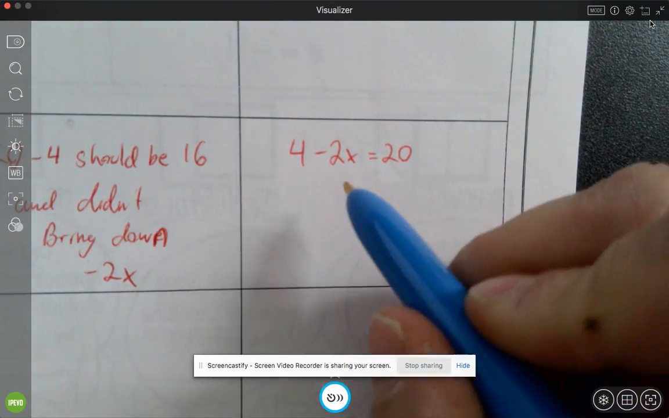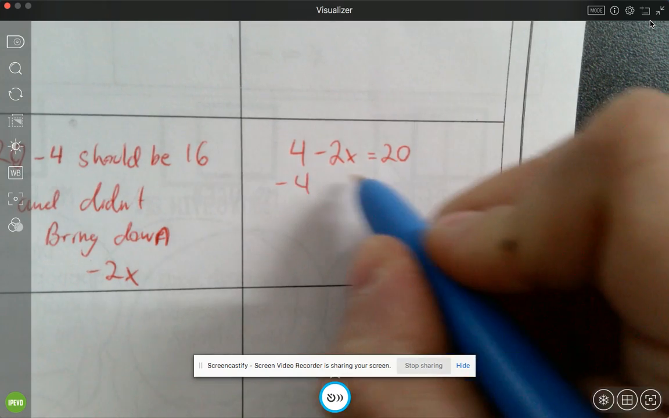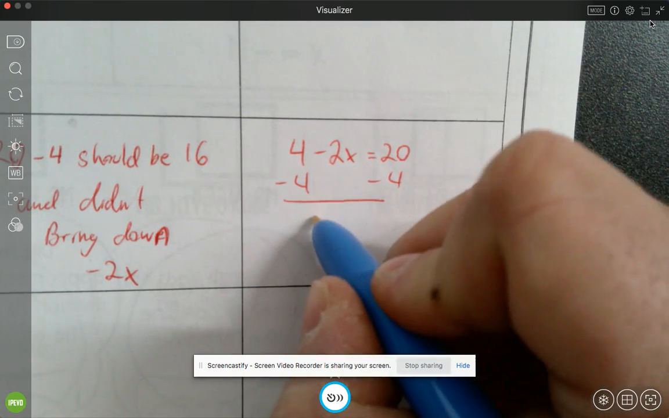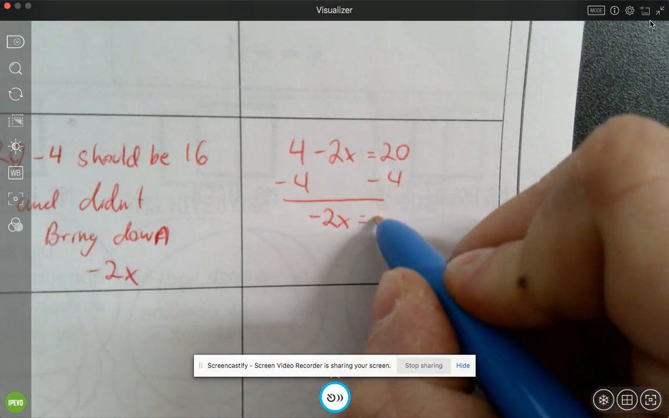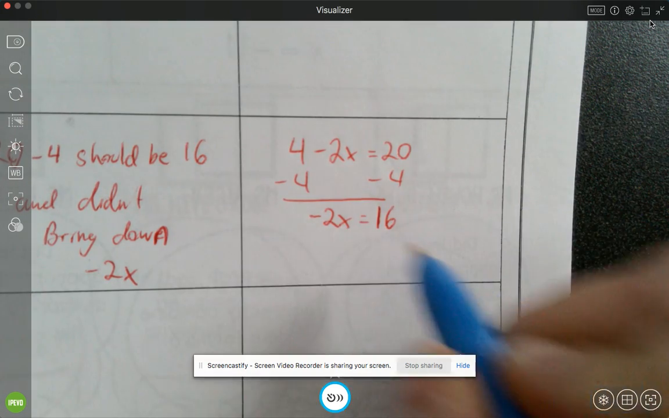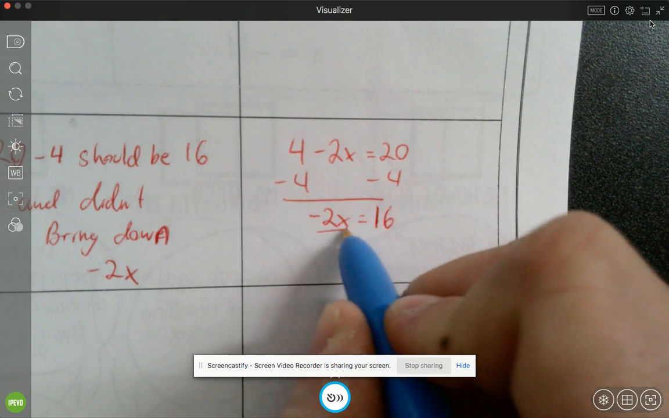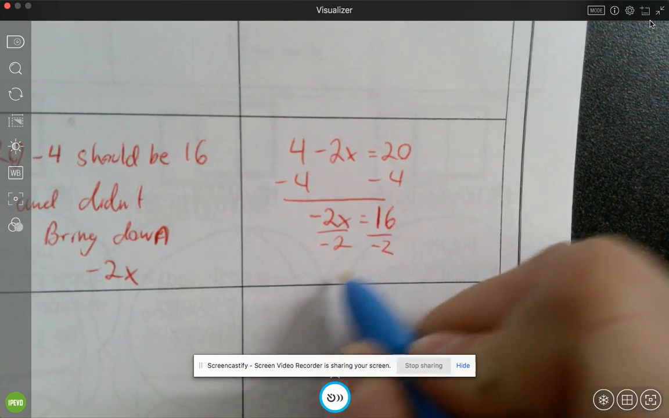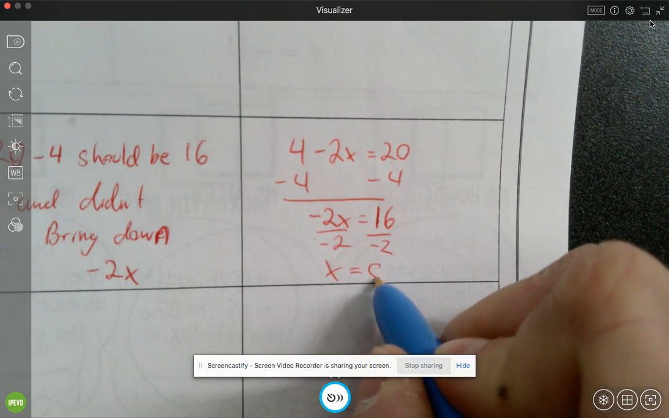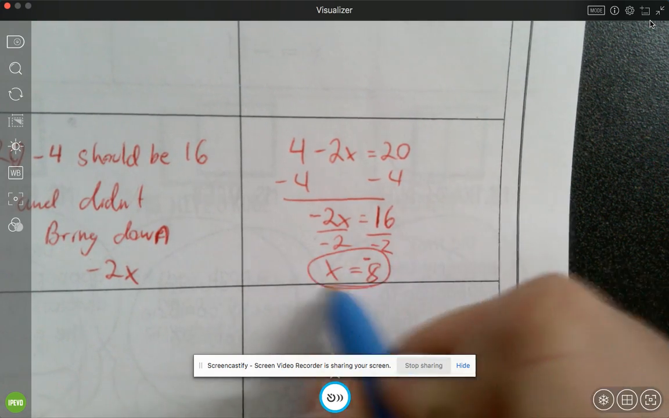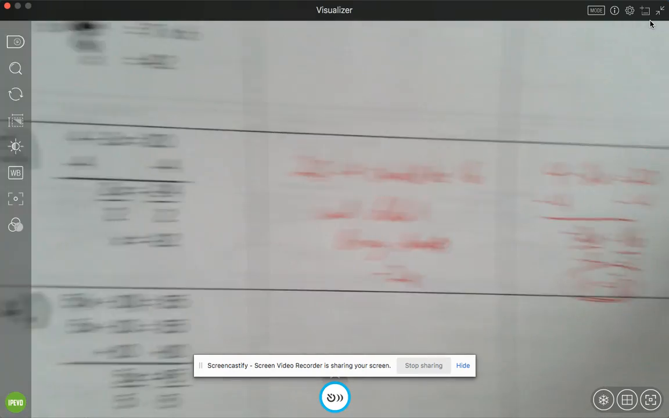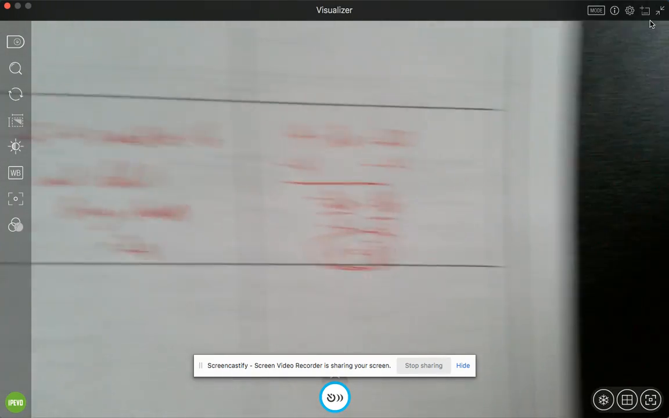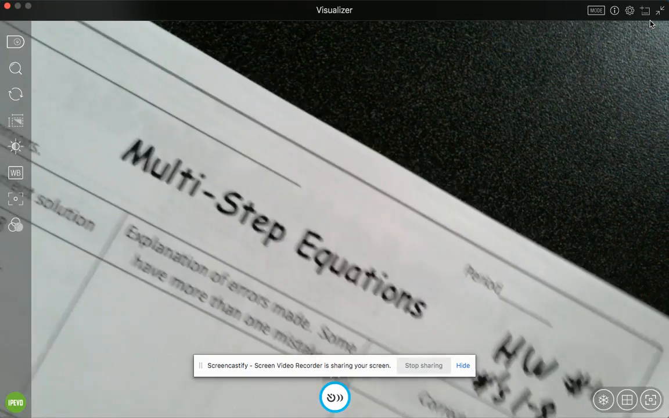Now, really nothing wrong with the first step, minusing 4 on both sides. But again, it's got to be negative 2x. And then 20 minus 4 is 16. Now we divide each side by negative 2. And you get for this one, the real answer is x equals negative 8. So that's how you do number 3 on the first page. They said it was negative 12. There's their mistakes, and that's the correct solution.